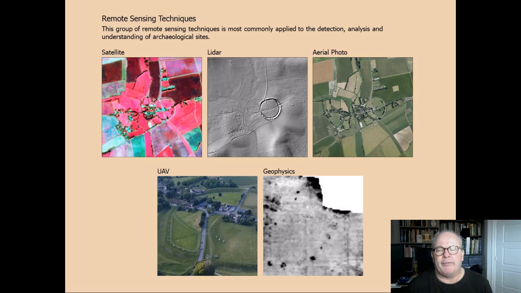We're going to look at aerial photography. We'll cover this briefly, but it's important that you understand how this fits in with the other remote sensing techniques. We're going to look at UAVs, or unmanned aerial vehicles. This is an increasingly popular way of capturing aerial imagery using drone technology. And finally, we're going to look at some geophysics. So we're going to look at some ground-based capture of archaeological data.